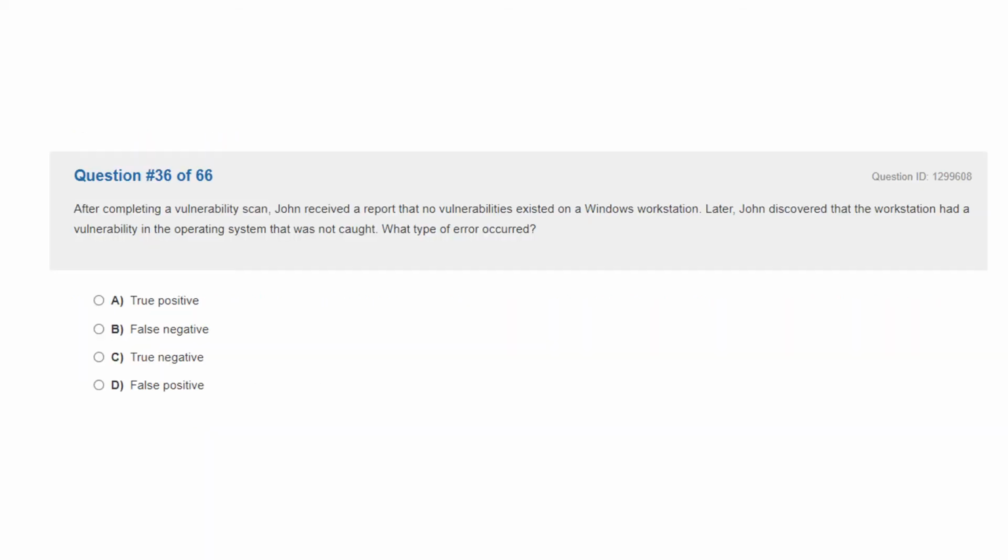Question 36. After completing a vulnerability scan, John received a report that no vulnerability existed on a Windows workstation. Later, John discovered that the workstation had a vulnerability in the operating system that was not caught. What type of error occurred?